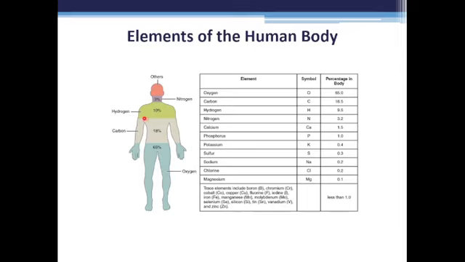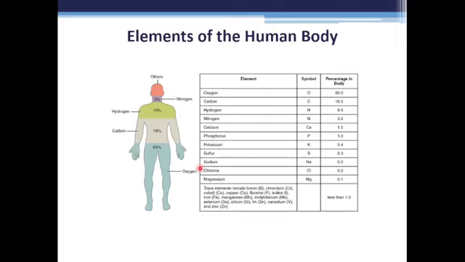Next, the third most abundant is hydrogen, which is also essential, especially in water and in energy transfer. And nitrogen is the fourth most abundant with 3.2%, which is very critical for proteins and DNA. So DNA contains nitrogen, okay?